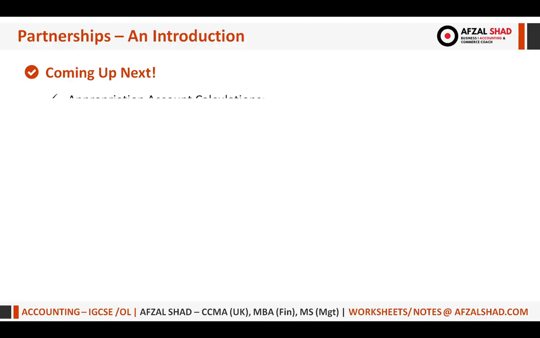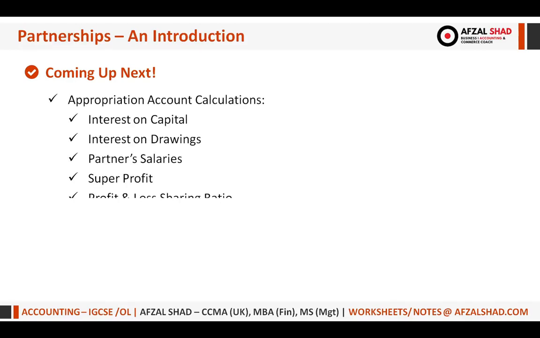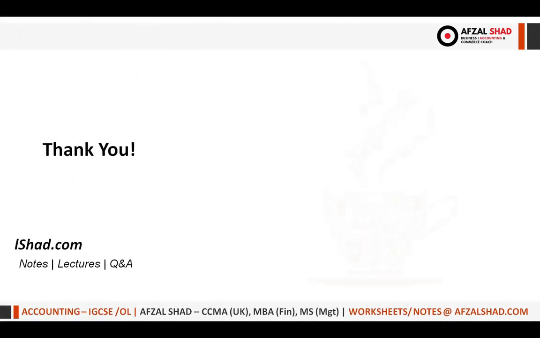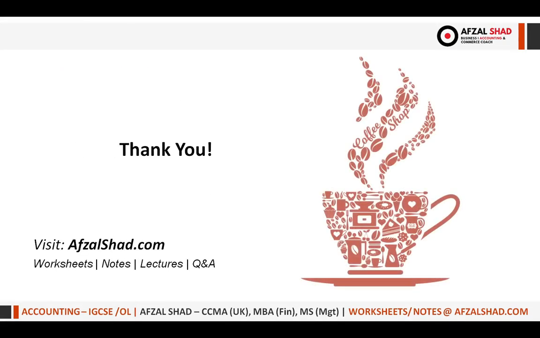So in the next section, we'll be discussing the appropriation account and interest on capital, interest on drawings, partner salaries, super profit, and profit and loss sharing ratio. These are all the ingredients of the appropriation account. We will discuss that in detail, and then in the third video we'll be discussing the current account versus the capital account.